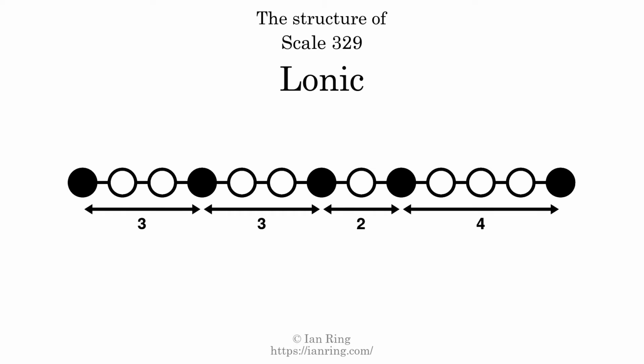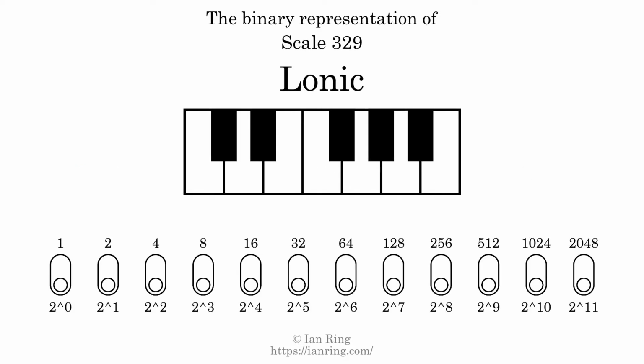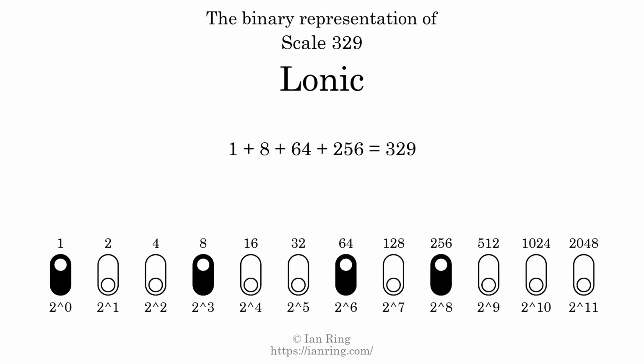The structure of a scale is a description of the interval distance between each successive tone. This scale has a structure of 3-3-2-4. The binary representation of this scale is determined by mapping tones of the scale to binary digits. Each binary digit represents a power of 2. To get the scale number, we add the powers of 2 together. The powers of 2 that are present in the scale, all added together, equals 329. That is why the scale number, in decimal, is 329.